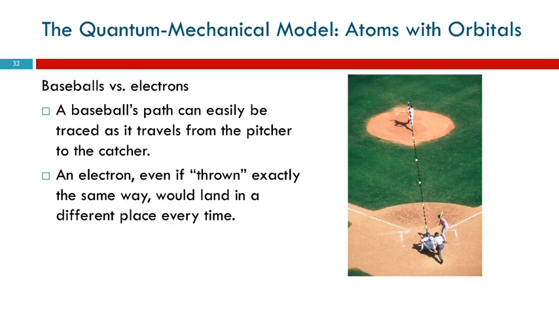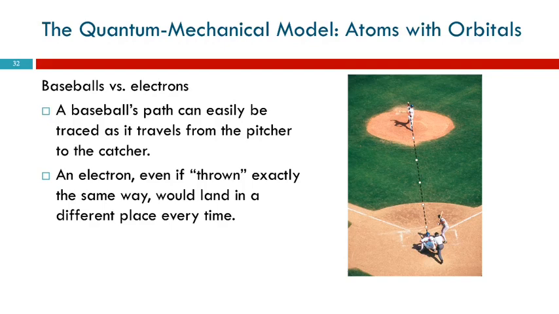So let's compare baseballs and electrons. Here we have a picture of a player pitching a ball, and here's the batter wanting to hit the ball. We can predict the path of a baseball that's pitched. That's what enables people to hit the ball, right? Your eye does all sorts of sophisticated calculations and predicts where that ball's going to go. Of course, you can alter the trajectory of the ball by doing a curve ball or putting different sorts of spin on the ball. But the baseball's path is predictable.